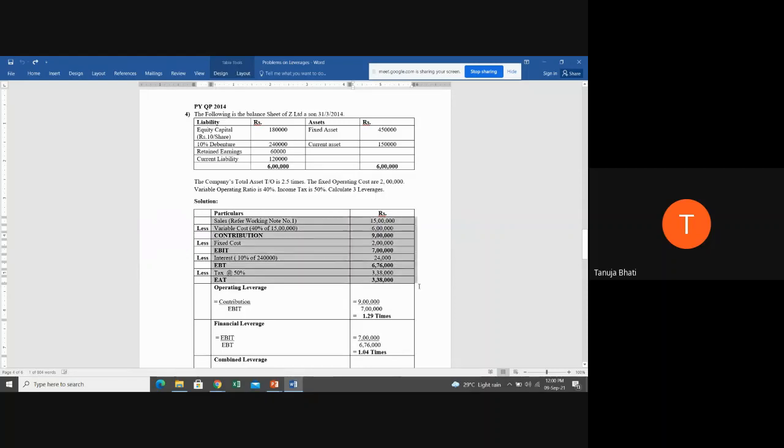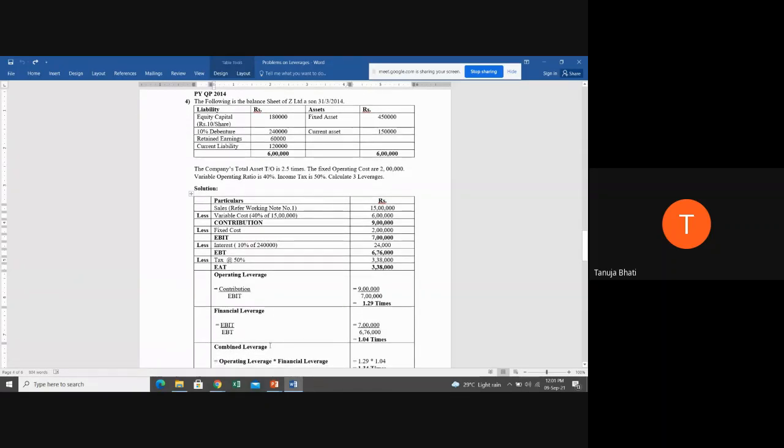Once you have got all this, you can easily solve the three types of leverages. So your operating leverage formula is contribution divided by EBIT. So what is the contribution? 9 lakh divided by EBIT, which is 7 lakh. You got your operating leverage as 1.29 times. Your financial leverage formula is EBIT divided by EBT. So that is 7 lakhs, the EBIT that we have calculated, divided by EBT, which is 6,76,000. You got your financial leverage as 1.04 times. Now combined leverage, either you can multiply these two answers.